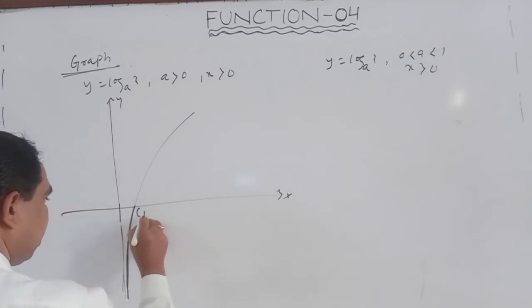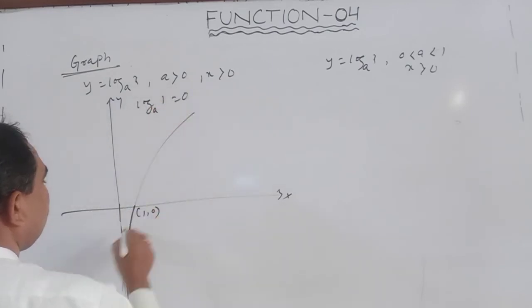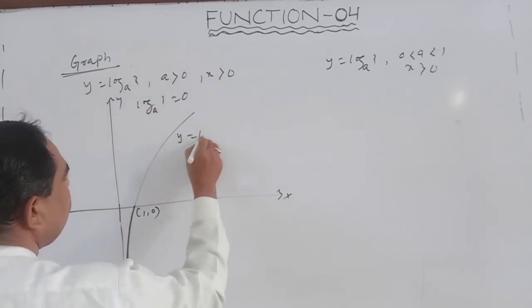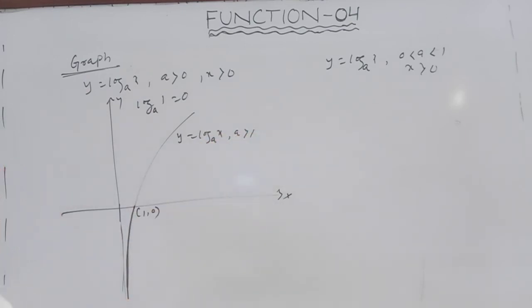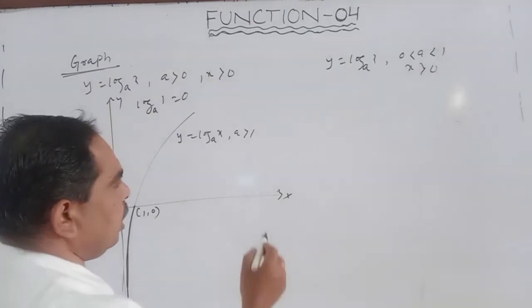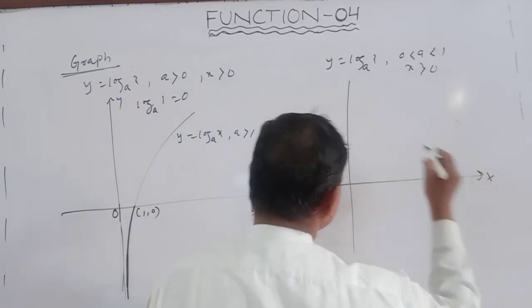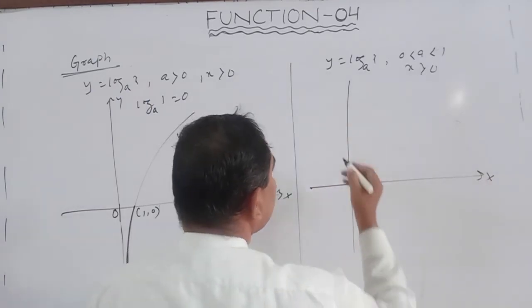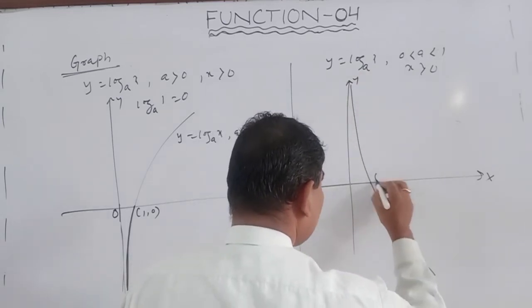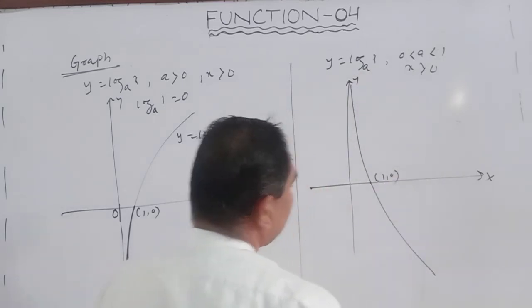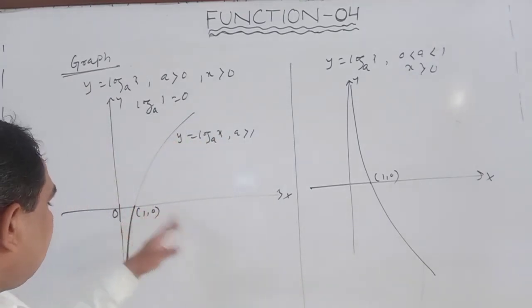This is (1, 0), since log of 1 base a is equal to 0. So the graph of y is equal to log x base a, for a greater than 1, passes through the origin side. This is like this. This also passes through (1, 0). So this is our increasing function.